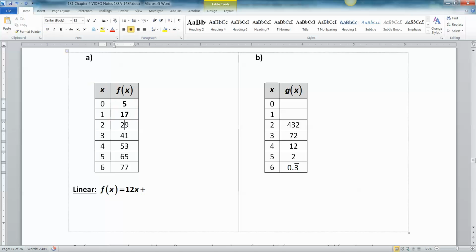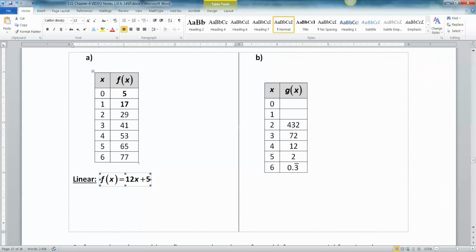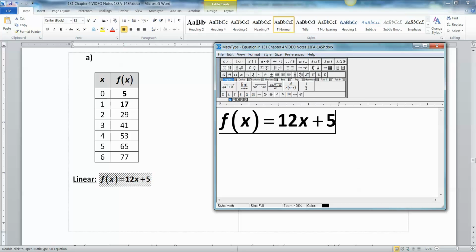Okay. Now I know what you're thinking. You're thinking, well, I would never have thought to do that. Okay, well, there's another way to get around this. Hold on. Oops, there we go, 12x plus 5. All right, so let me give you a different way to do it.